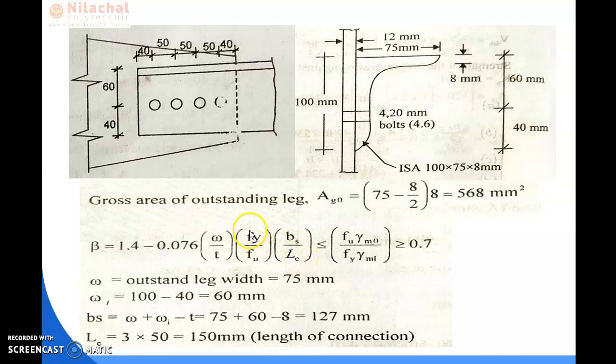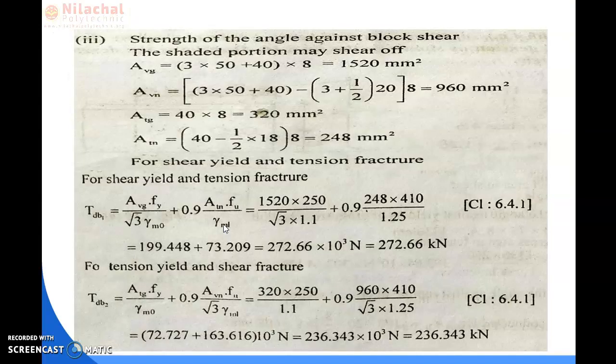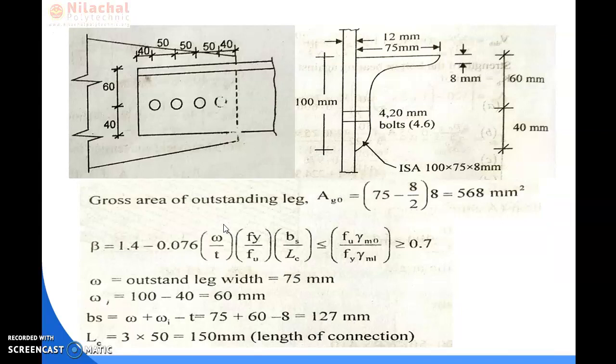So we know that omega is the width of the outstanding leg, which is 75. That means this portion, which is the shorter leg of the angle section. So it is 75 mm. So omega equals 75 mm.